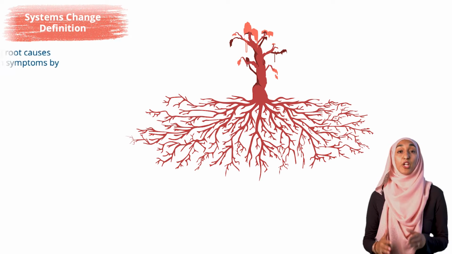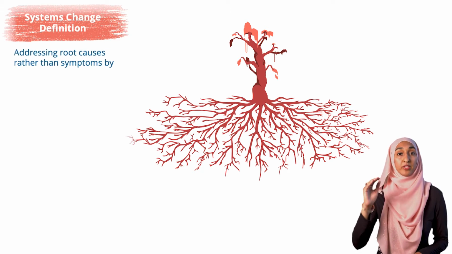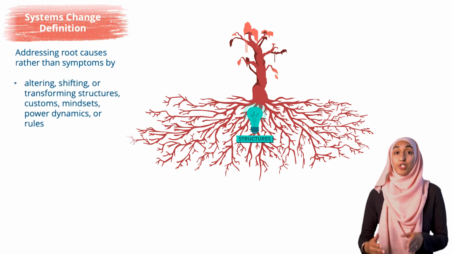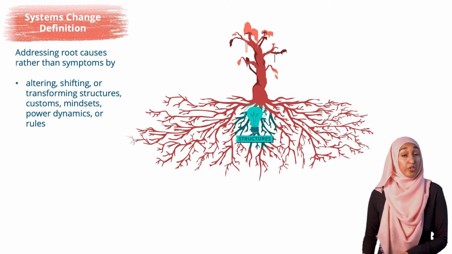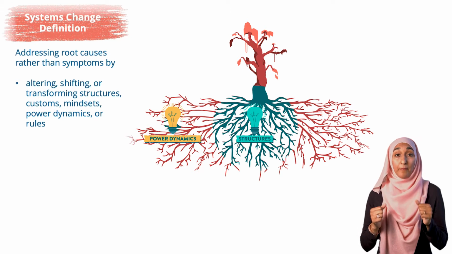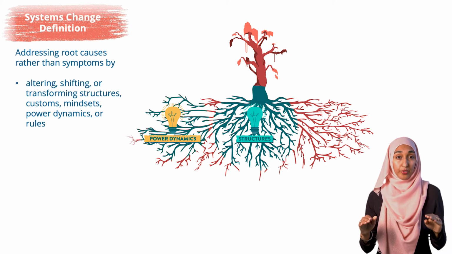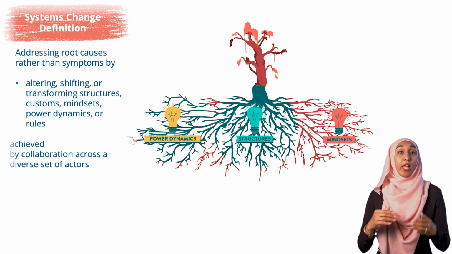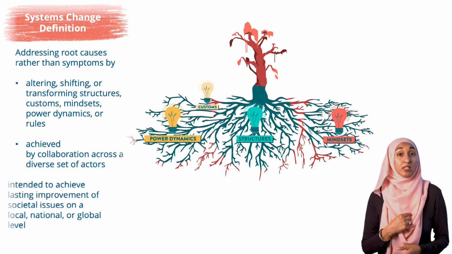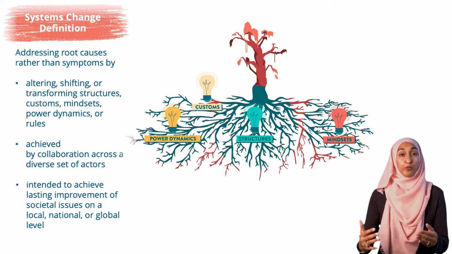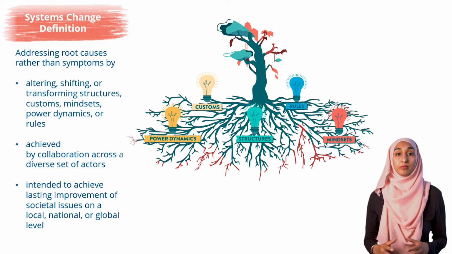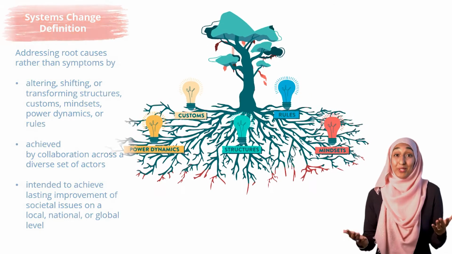Systems change means addressing root causes rather than symptoms. This is done by altering, shifting, or transforming structures, customs, mindsets, power dynamics, or rules. It is achieved by collaboration across a diverse set of actors, and the intent is to achieve lasting improvement of societal issues on a local or global level. Phew, that was a mouthful.